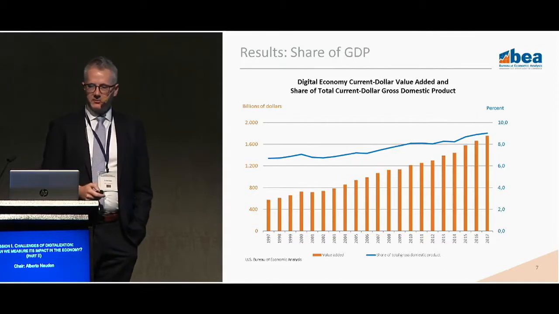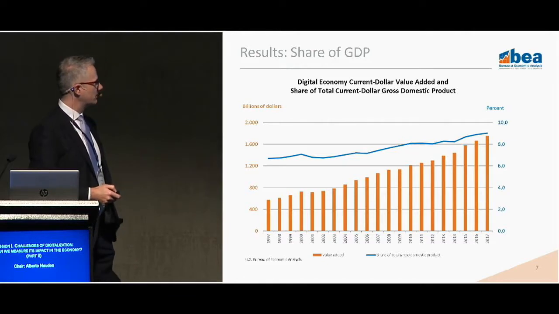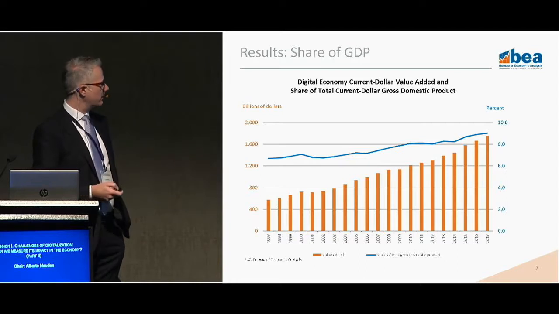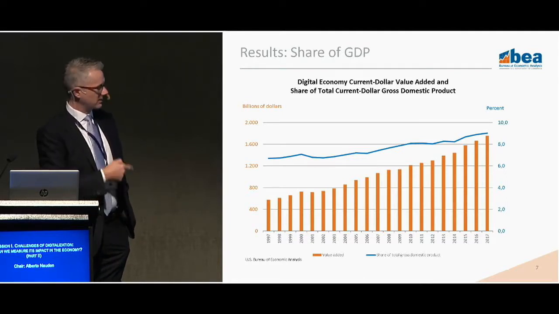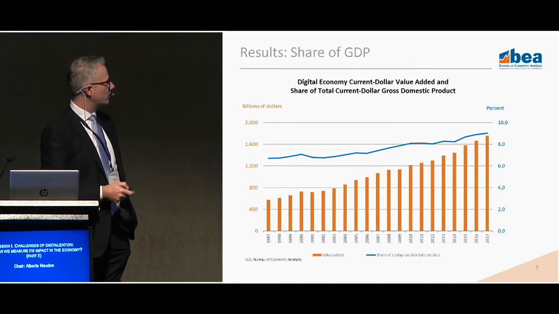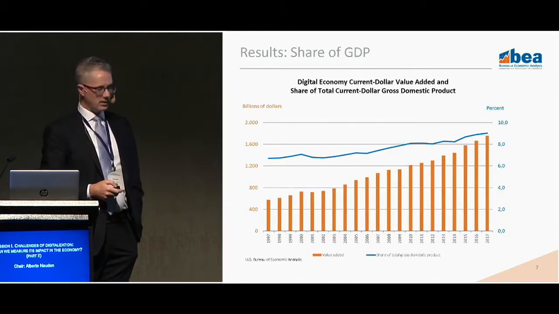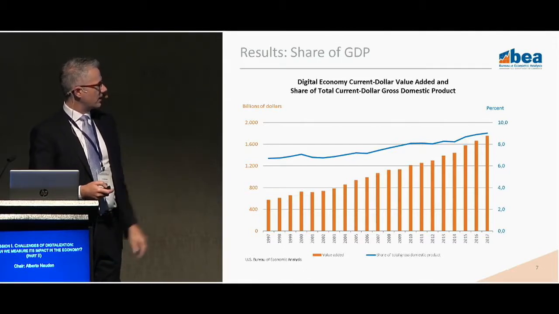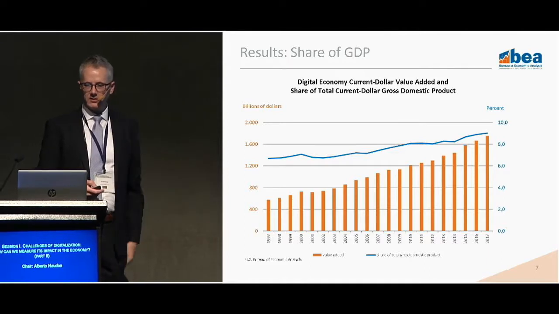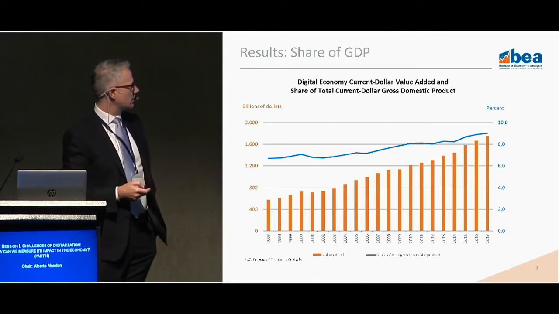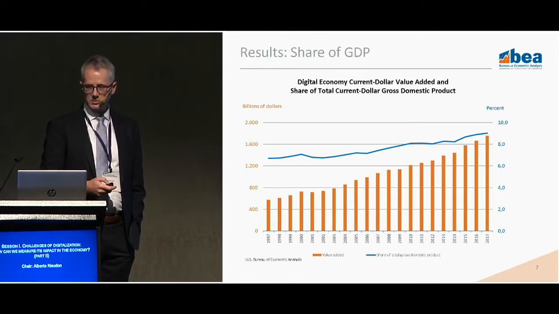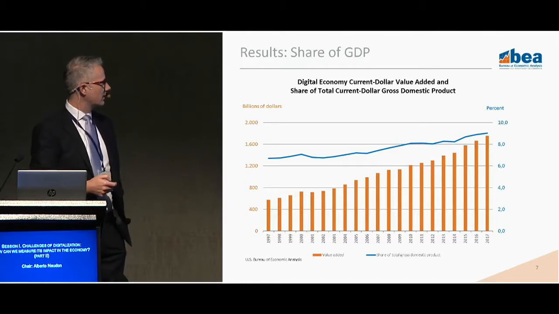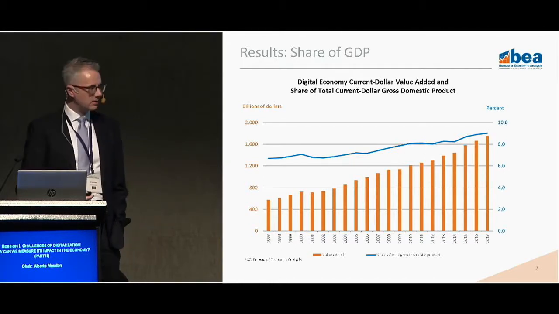And a little bit different perspective on digital economy as a share of GDP. On the left, we're measuring digital economy current dollar value added in the orange bars along the bottom, on the left-hand vertical axis. And then on the right vertical axis, this is our share of total current dollar GDP. So in 2017, that value we just saw on the previous slide is 9%, and you can see how that's unfolded over the last 20 years, 1997 to 2017. So a steady increase in the current dollar value as well as the share of GDP.